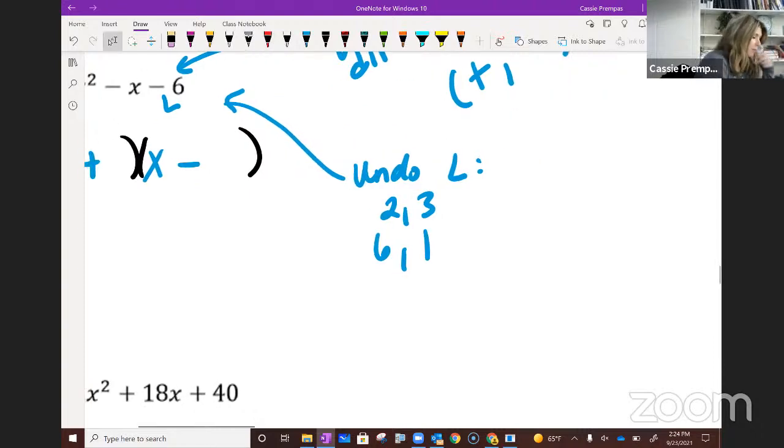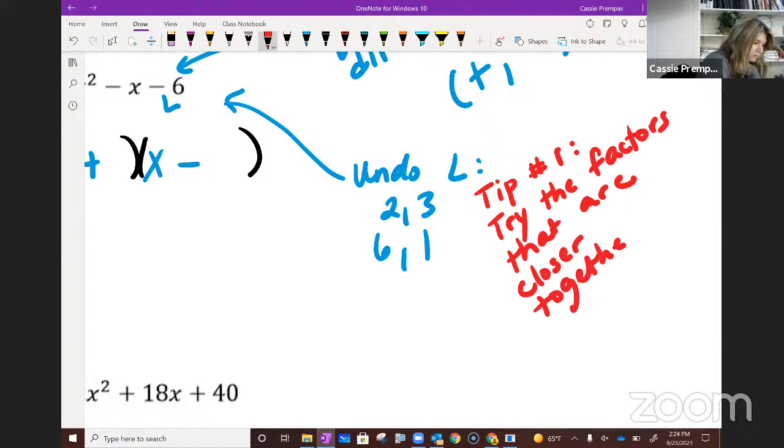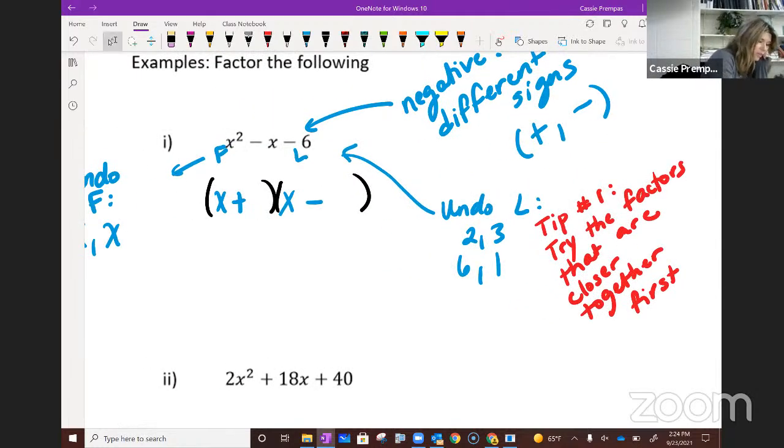Write down that tip, maybe highlight it, come back to it. So here's tip number 1. Try the factors, that's 2 and 3 in this case, that are closer together first. In all the problems that I've factored, the ones that are closer together work like 8 out of 10 times. So I'm going to try 2 and 3, but for right now, this is tip number 1. Try putting the 3 here and the 2 here.